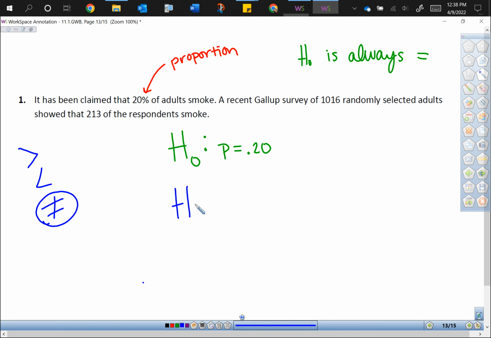So my alternative hypothesis, H sub a, is going to be the same population parameter, but this time we're going to say the population proportion is not equal to 0.20. And that's all they want for this problem. We don't have to solve anything. We're just getting practice with the null and alternative hypotheses.